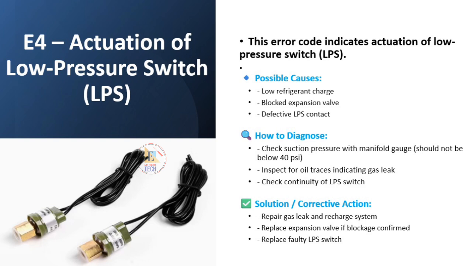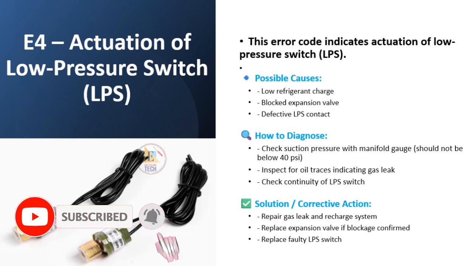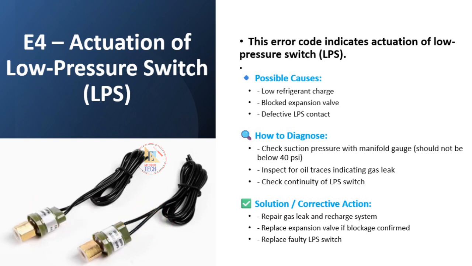The system should be inspected for oil traces that indicate a gas leak, and the continuity of the low-pressure switch should be checked. Corrective action includes repairing the gas leak and recharging the system, replacing the expansion valve if blockage is confirmed, and replacing the faulty low-pressure switch.